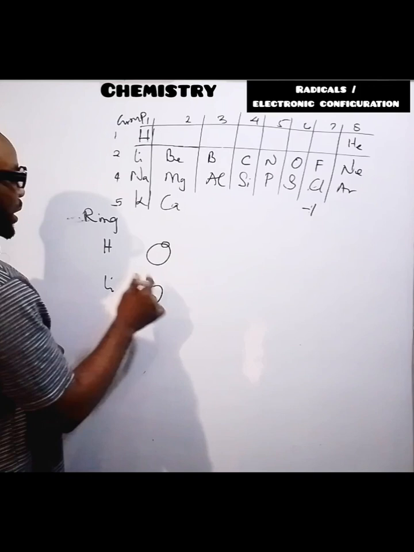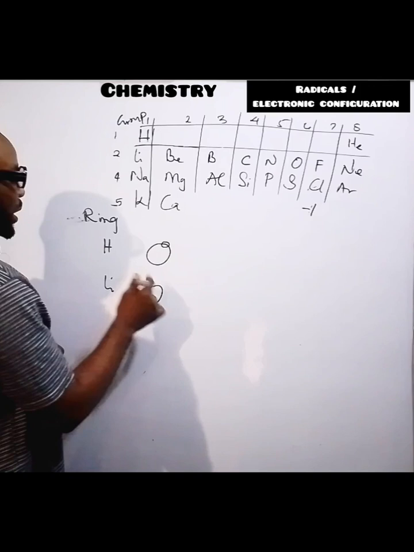Carbon is 1s2, 2s2, 2p2. Nitrogen, 1s2, 2s2, 2p3. Oxygen, 1s2, 2s2, 2p4. If you count this very well, you see that the atomic number of oxygen is 8. Fluorine, 1s2, 2s2, 2p5. You can see that this p orbital is yet to be fully occupied.